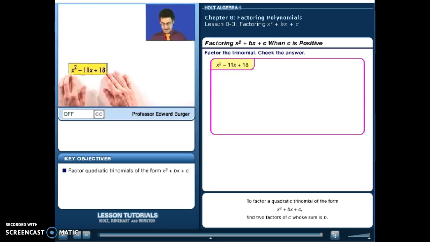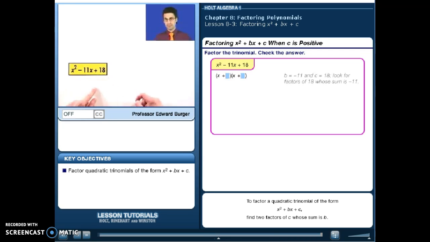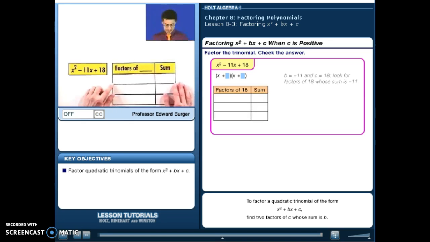X squared minus 11x plus 18. What do I want here? I want to find two numbers whose product is 18 and yet whose sum is negative 11. How can we possibly do that? This is a little tricky because the factors of 18, we want the sum to be negative 11. Like if you think of factors like, for example, 3 times 6, you take 3 and 6 and add them together, you're never going to make it negative. How can I possibly think of factors of 18 whose sum will be negative?